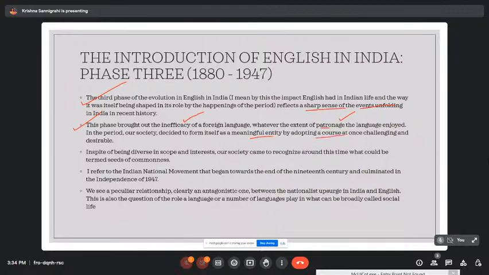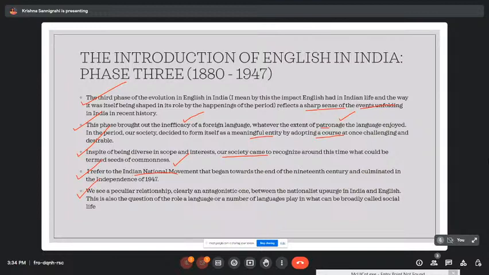Now, in spite of being diverse in scope and interests, our society came to recognize around this time what could be termed seeds of commonness. And then there is reference to the Indian national movement, which began towards the end of 19th century and culminated with independence of India in the year 1947.